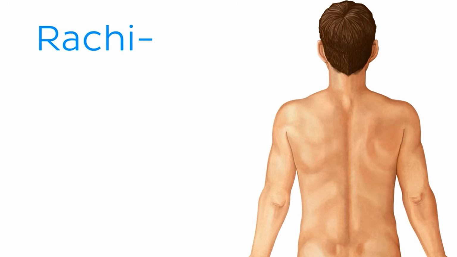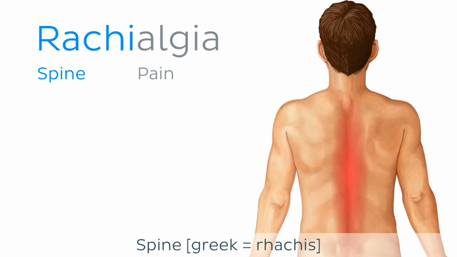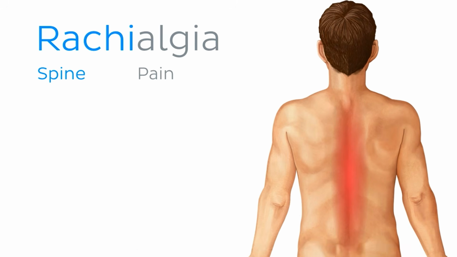Rachi is another term which has a similar meaning, as in rachialgia, pain of the vertebral column. You'll remember I said spondylus was the Greek for vertebra, while rhachis is the Greek term for spine.